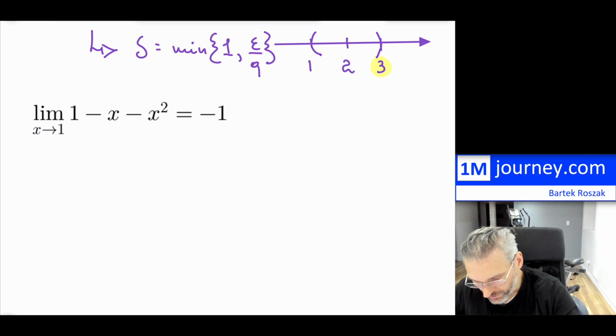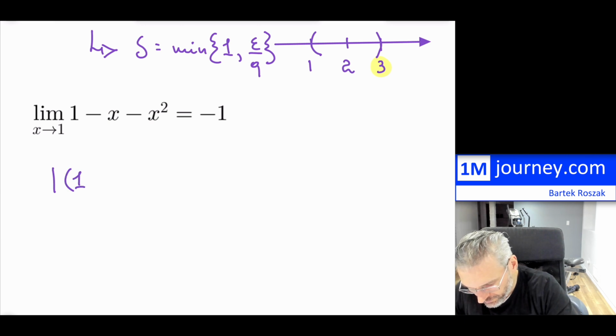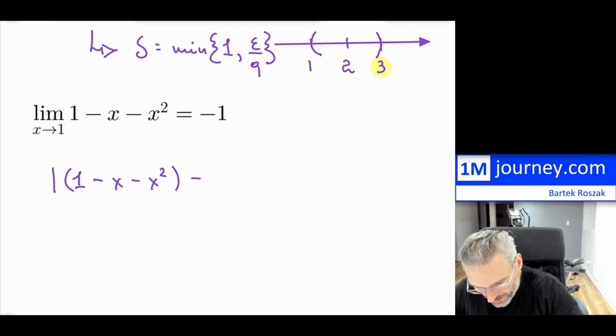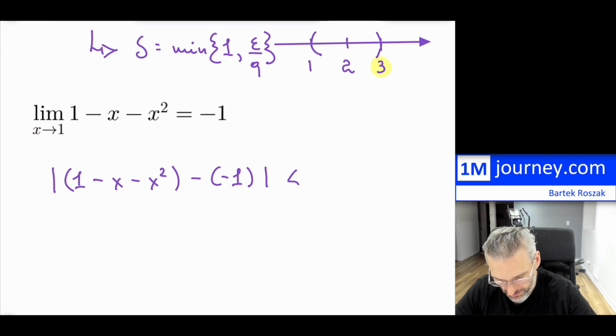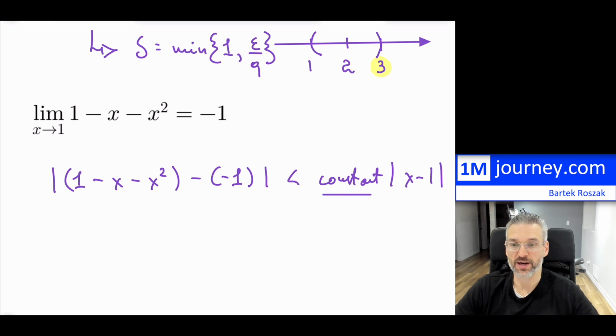Okay, so here, what do I have? I have 1 minus x squared minus, so this is negative 1. And I want to relate it back to, so again, I need some bound, so I need some constant, and then x minus 1. So what's that constant? What's the step process? Factor. I have to factor this out.